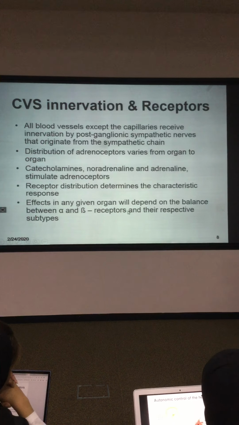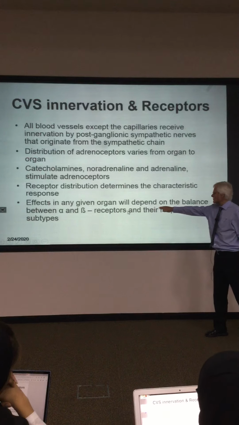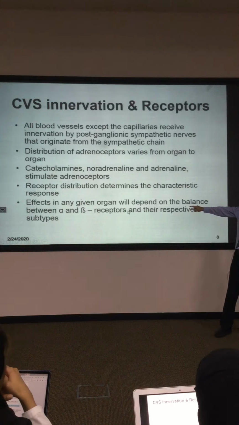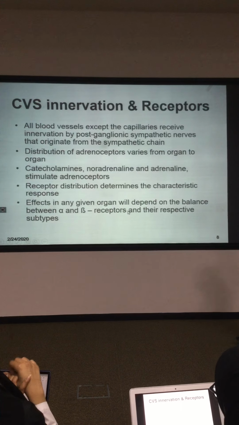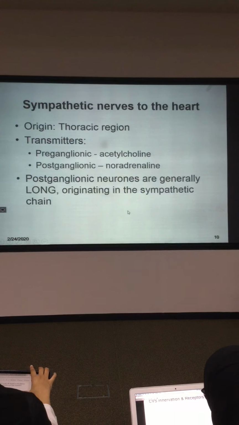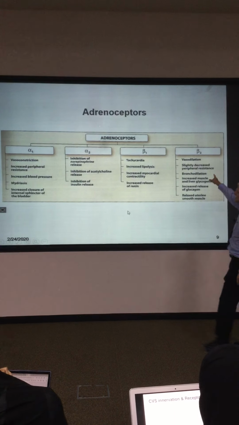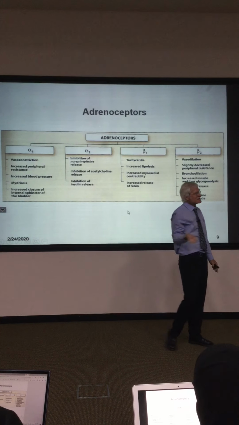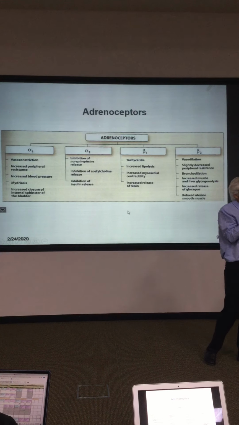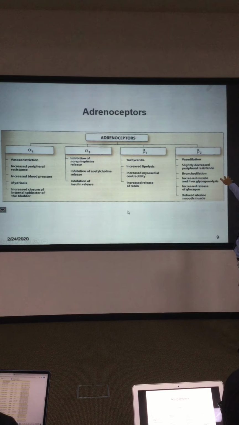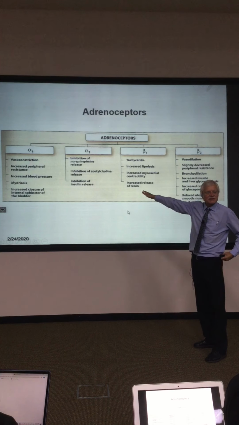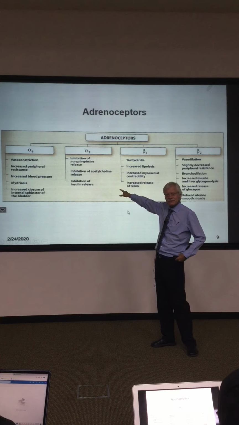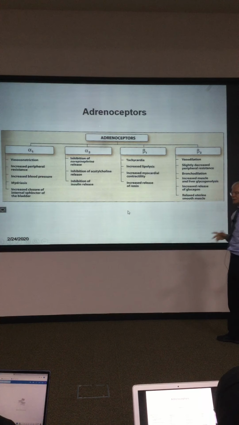So effects in any given organ will depend on the balance between alpha and beta receptors and their respective subtypes. Now, what does that mean? There's a little table here. This is a table showing different kinds of adrenoceptors. They're sometimes called adrenergic receptors, so it's the same thing. And you can see that in this little diagram, there are 4 different kinds of adrenoceptor. We've got alpha 1, alpha 2, beta 1, and beta 2.